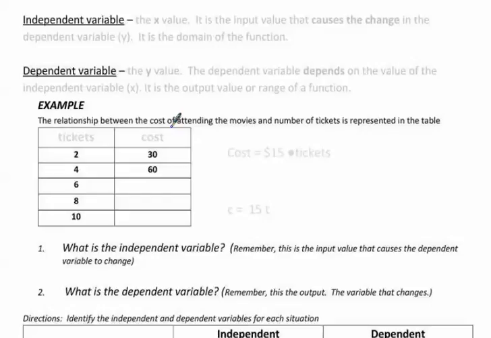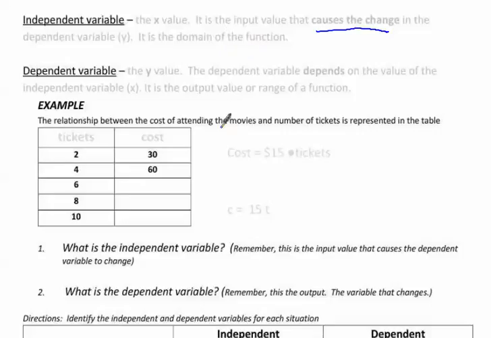Let's talk about understanding independent and dependent variables. An independent variable is the x value. It is the input value that causes the change in the dependent variable. It is the domain of the function.